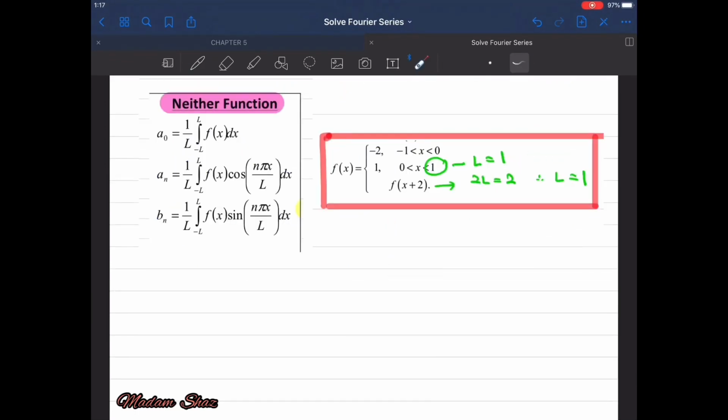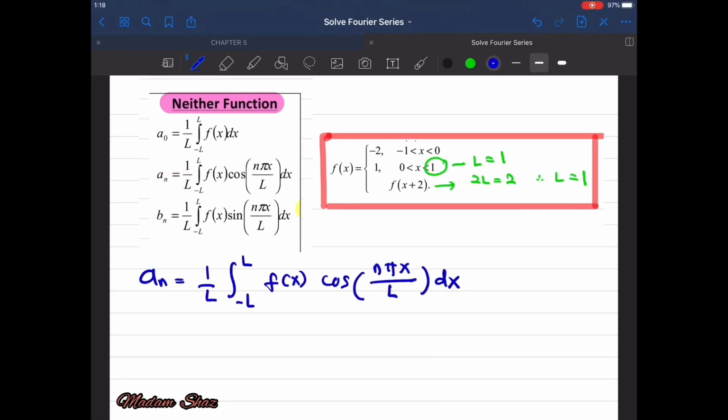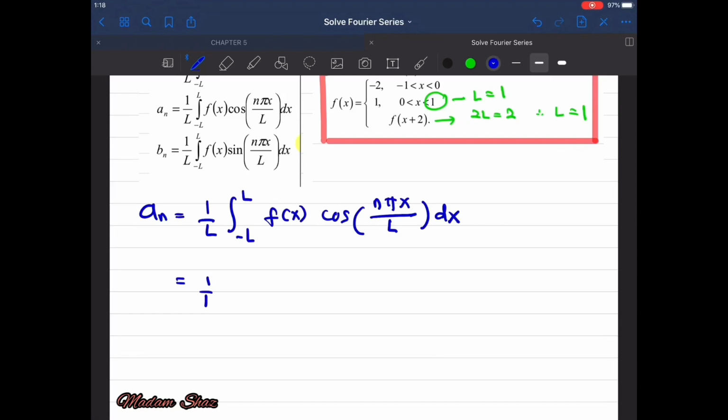So now let us continue for the second Fourier series coefficient, whereby you have to calculate the a n. So copy down the formula. Now we will substitute the value of L. Our L is equal to 1. So 1 over 1, integral from negative 1 to 1, f(x) cos n pi x over L will become 1.